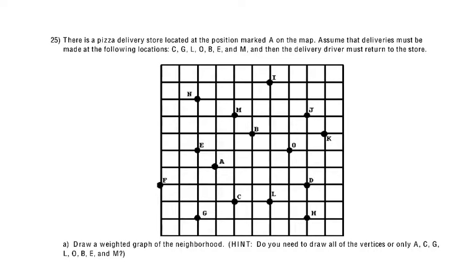All right, let's do one more. It says there's a pizza delivery store located at the position marked A on this graph. Okay, so that's A right there. Assume that deliveries must be made at the following locations: C, G, L, O, B, E, and M, and then the delivery driver must return to the store. So we're going to draw a weighted graph of the neighborhood.